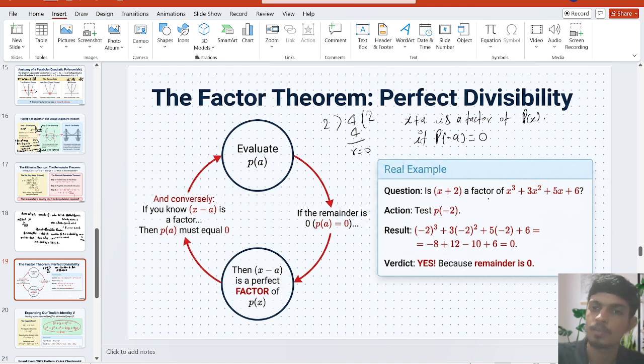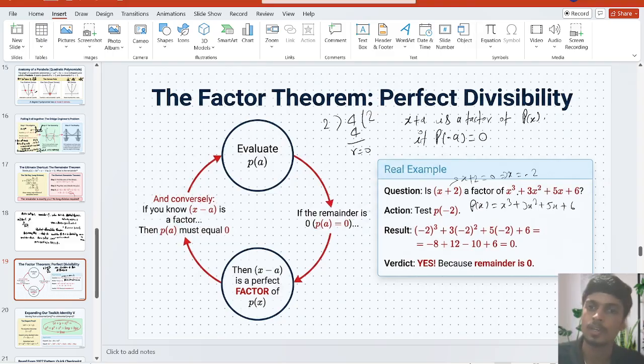For example, is x plus 2 a factor of x cube plus 3x square plus 5x plus 6? Test P of minus 2. Putting x plus 2 equal to 0, you get x equal to minus 2. Just find the value of P(minus 2), where P(x) is x cube plus 3x square plus 5x plus 6. If P(minus 2) is equal to 0, then x plus 2 is a factor of that.